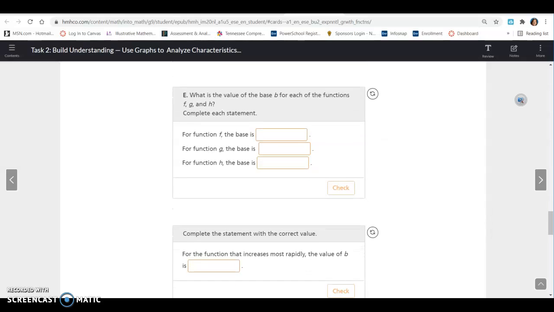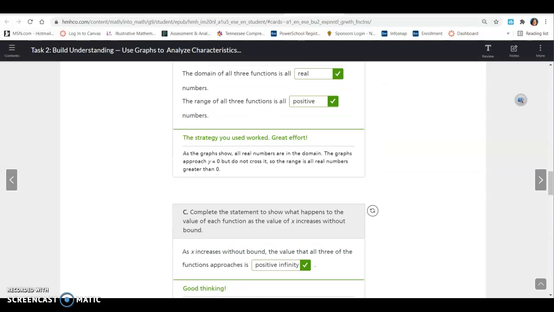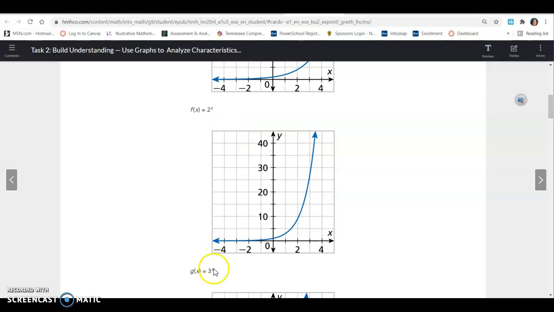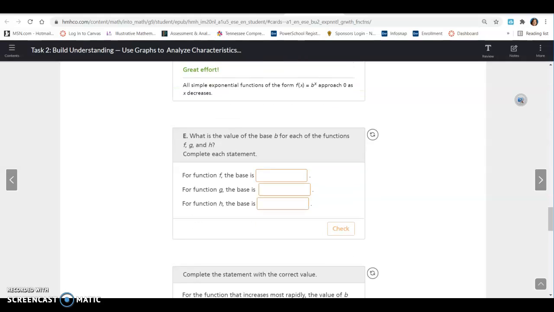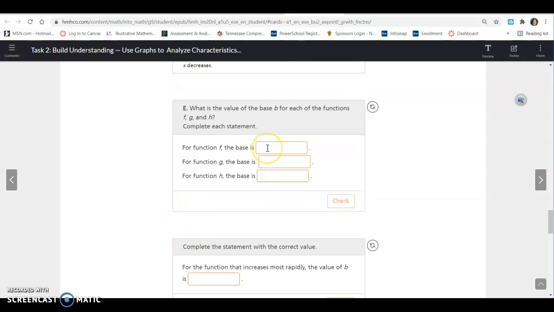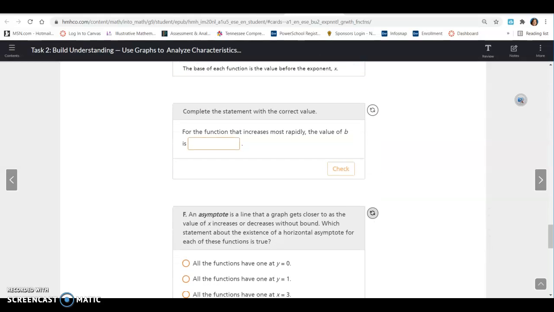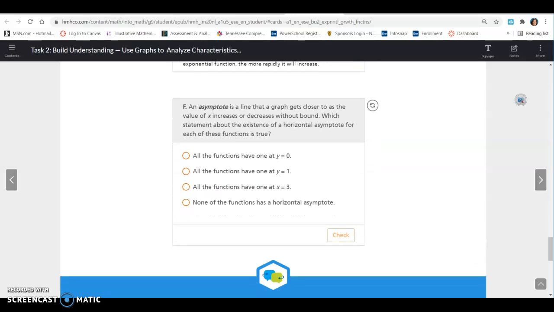What is the value of the base, b, for each of the functions f, g, and h? The base is your b. You can see for f it's 2, g is 3, and h is 4. So our bases are 2, 3, and 4. For the function that increases most rapidly, the value of b is 4. Remember we talked about that when we started: the larger base makes it increase more rapidly.